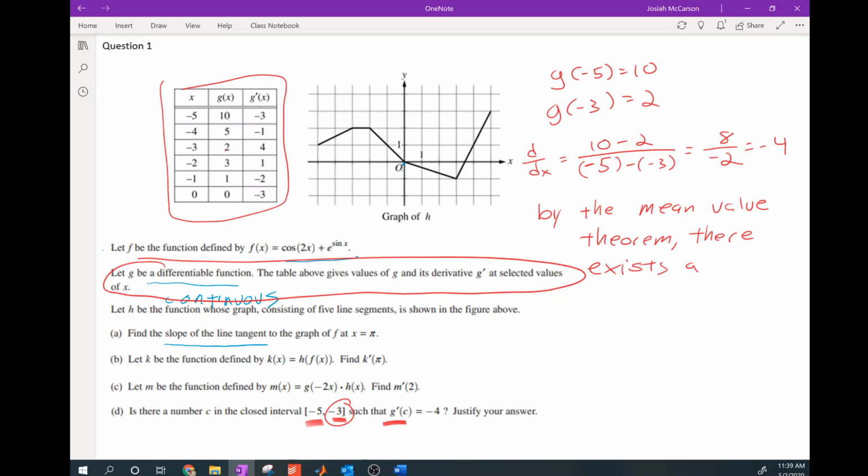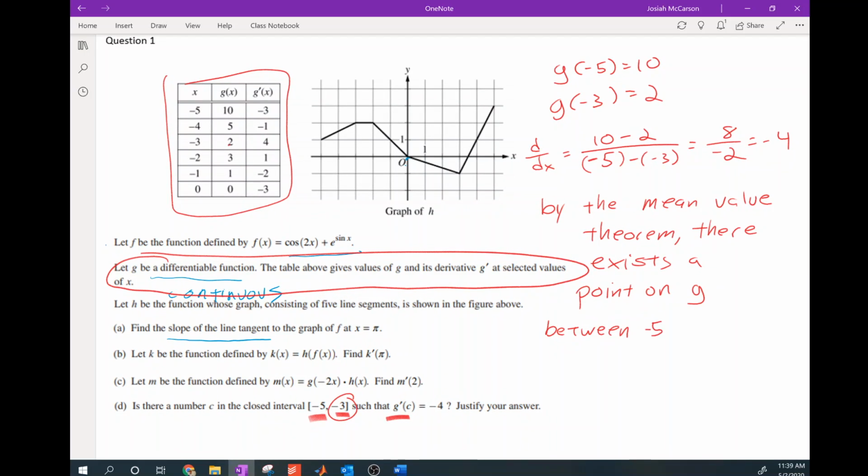there exists a point on G between negative 5 and negative 3 with derivative equal to negative 4. And that would be a good answer on the AP exam. That would get you full credit.